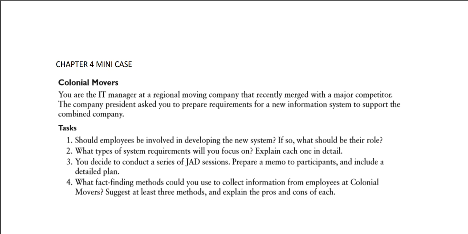Okay. Now, how about the third one? You decide to conduct a series of JAD sessions. First things first, you should know what JAD is, okay? Joint Application Development. You need to prepare a memo to participants and you need to include a detailed plan. First things first, your memo has to explain the JAD process. You need to stress the idea of team-based efforts and the goals. Some of the issues that you can consider, and please expand those.